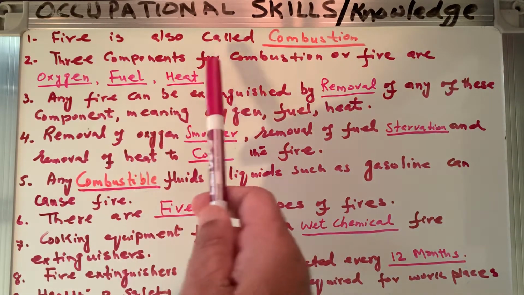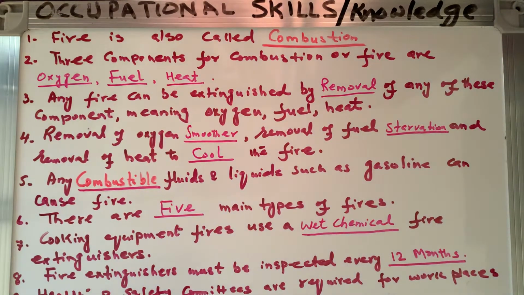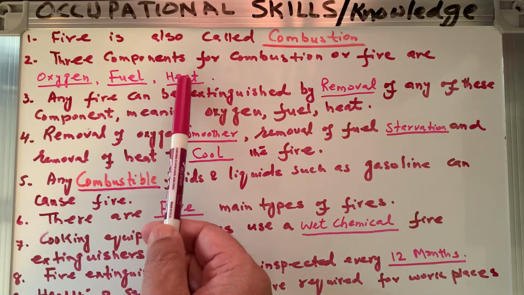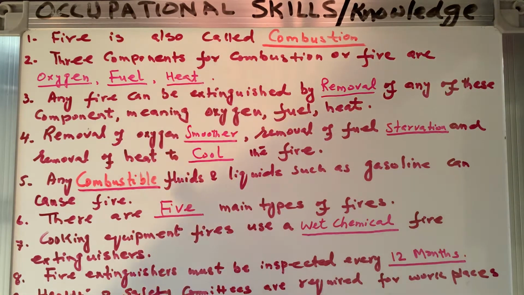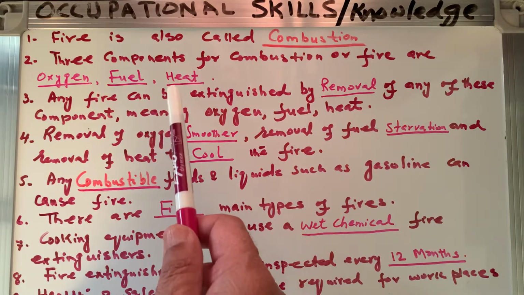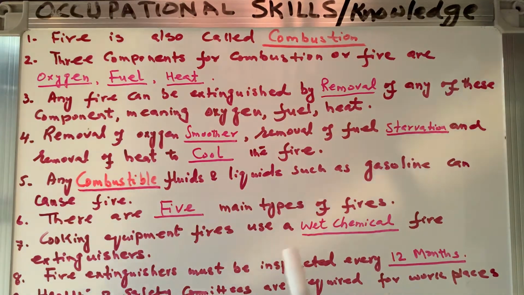Three components are needed for combustion. Fire can be created if three components are present: oxygen, fuel, and heat. Heat is called the ignition source. You can prevent fire by separating any of the three components from the location.